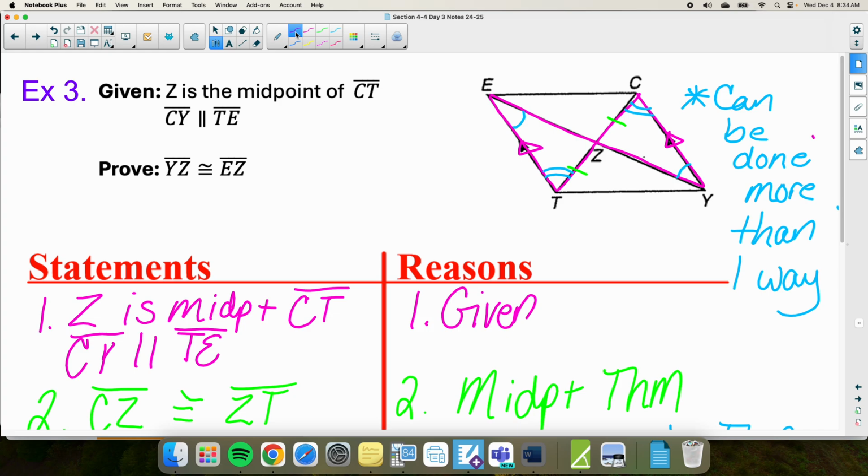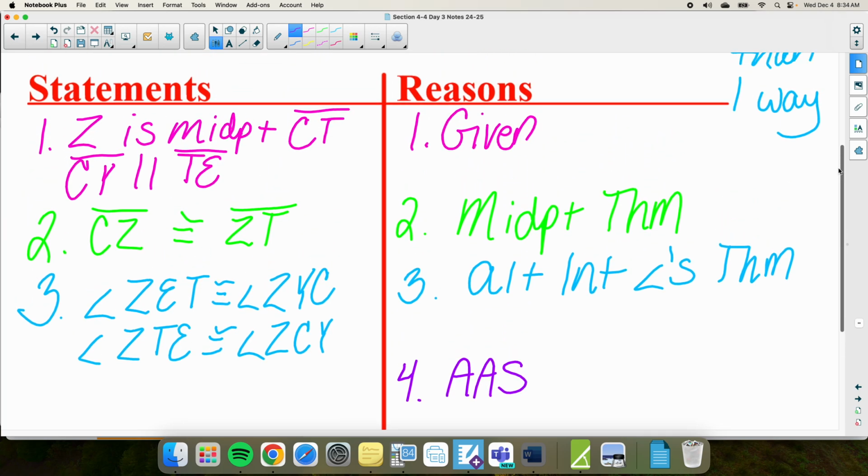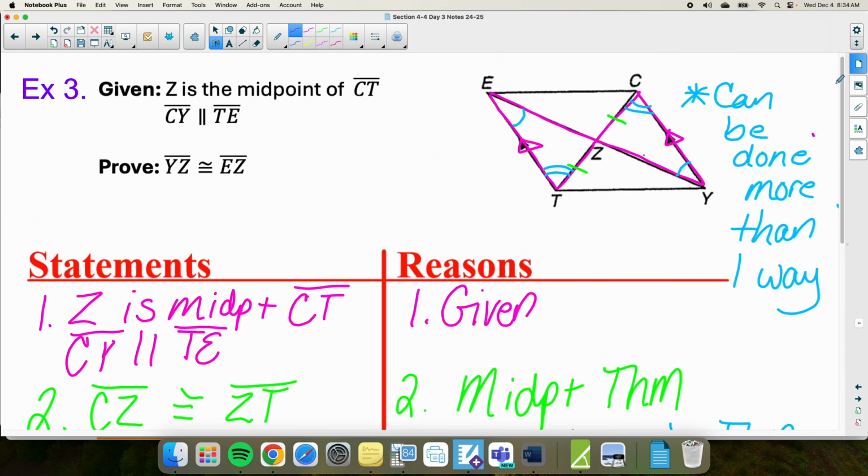Is the side in between the two angles? It's angle, side. So now what I'm going to have to do, angle, side, I have to actually write the congruent statement here, because notice they want me to do a CPCTC for this.